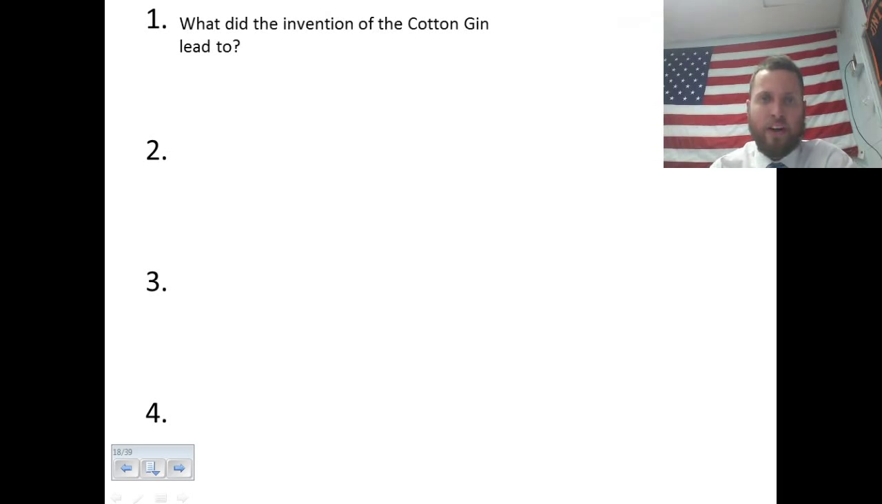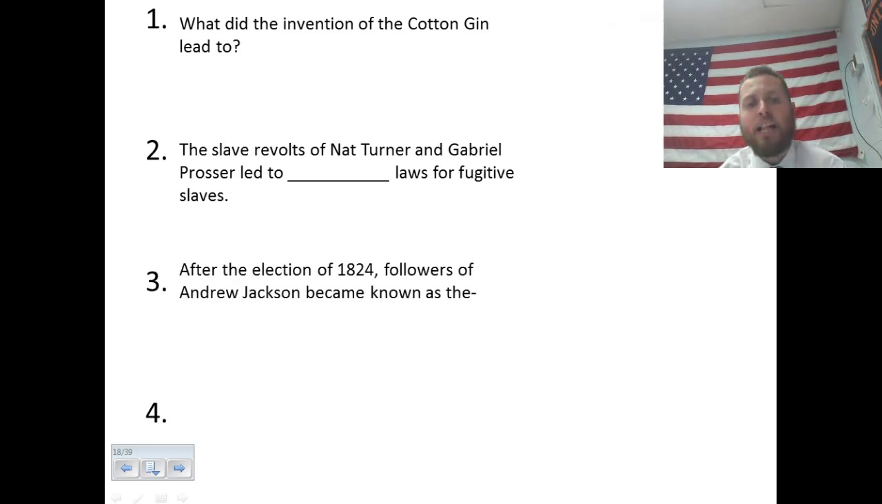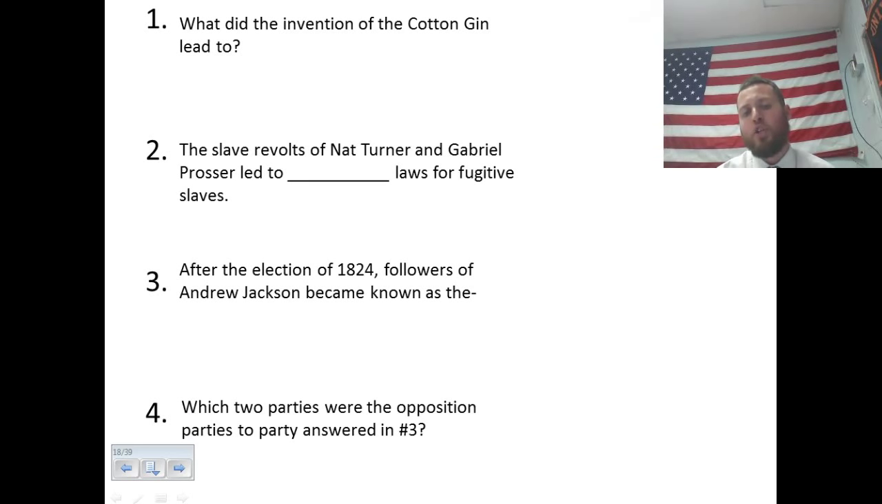Here's a question. Number one, what did the invention of the cotton gin lead to? Please put what the cotton gin led to. All right. Here we go, number two. The slave revolts of Nat Turner and Gabriel Prosser led to blank laws for fugitive slaves. What type of laws were passed for fugitive slaves because of this? All right. Here we go, number three. After the election of 1824, followers of Andrew Jackson became known as the what? If you followed Andrew Jackson, you were known as a what? Number four. Which two political parties were the opposition parties to the answer of number three? So guys, look at number three. Whatever you wrote here is that answer. What were the two other parties? Write that one for number four. Does that make sense? The answer to number three, find the opposition parties to that.